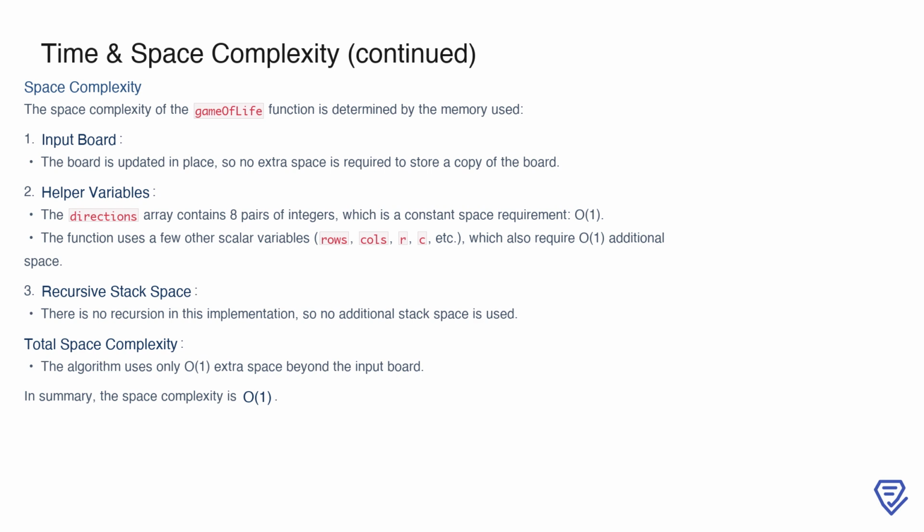Beyond this, the function uses a few scalar variables, such as rows, cols, and iterators like r and c, which also occupy constant space. Since there is no recursion in this implementation, no extra stack space is used. Therefore, the overall space complexity of the algorithm is O(1), meaning it operates with a constant amount of memory regardless of the size of the board.